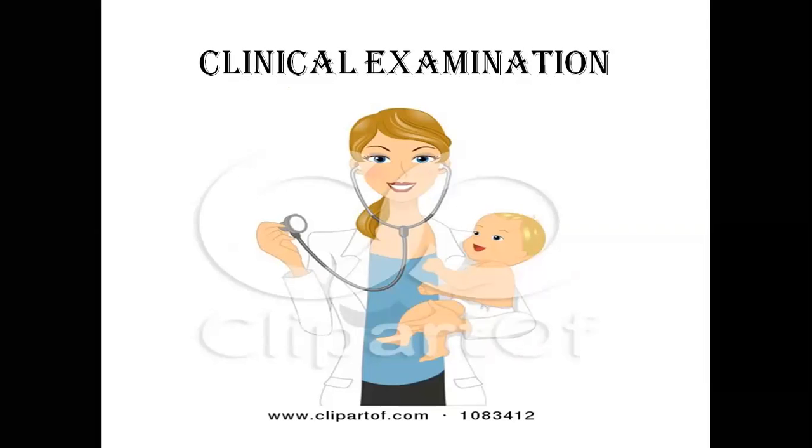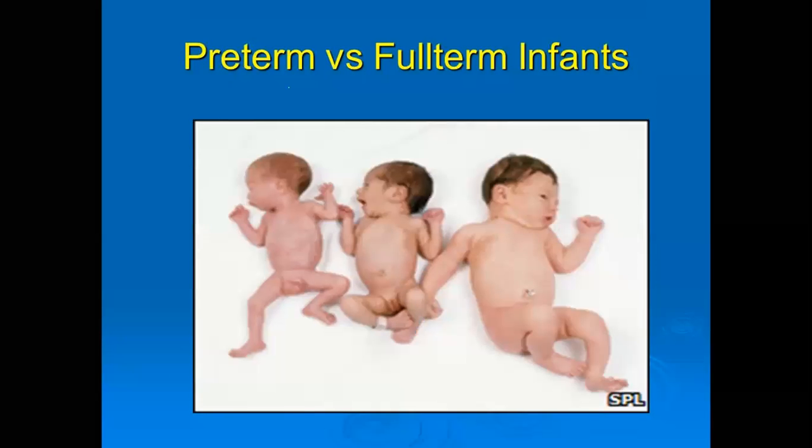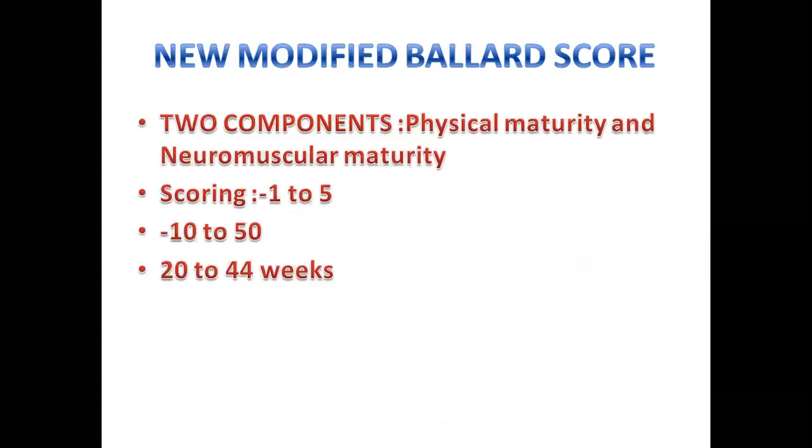Okay. Next, as I told you, we have to check the birth weight and assess the gestational age. How are we going to assess the gestational age? There is one scoring system called the New Modified Ballard Score. And there are two components in this scoring system.